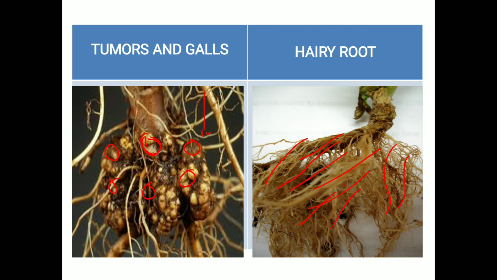Here the tumorous structure is observed on the leaves, and sometimes the tumors or gall-like structures are observed on the roots. The knot-like structures observed on the roots are called tumors. Tumors are larger in size, and galls are similarly knot-like structures, but smaller in size.